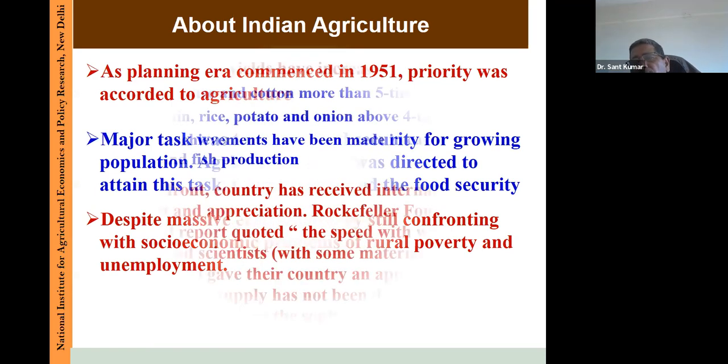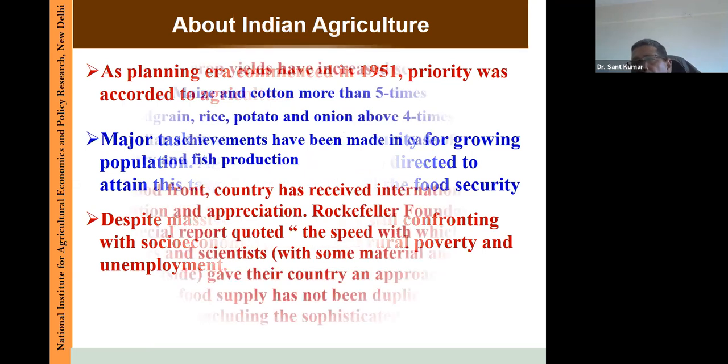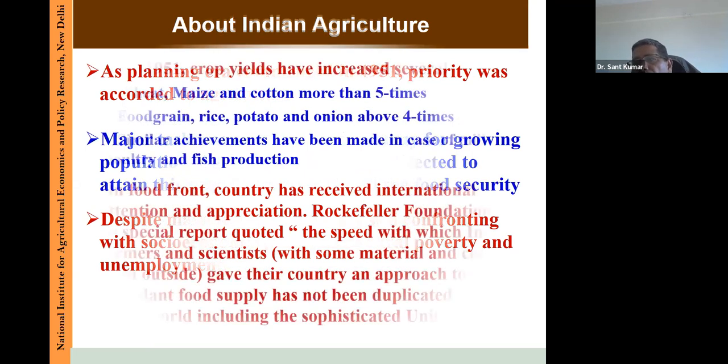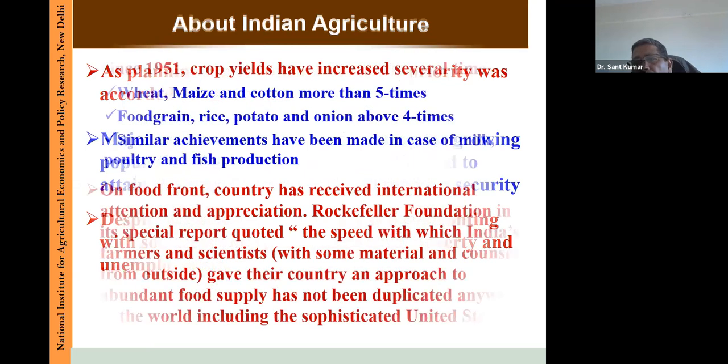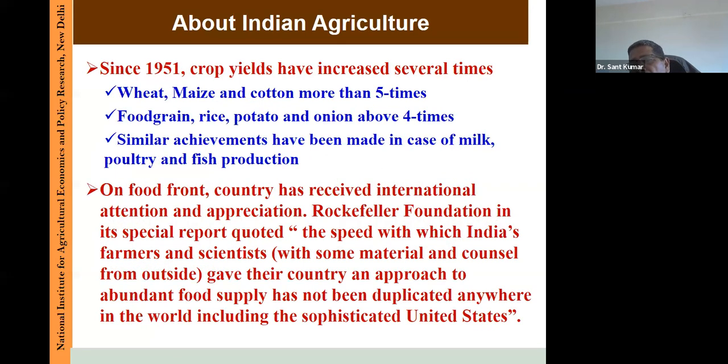Since 1951, there has been a several-fold increase in the production of different crops. Wheat, maize, and cotton increased more than 5 times. Food grain, rice, potato, and onion have increased more than 4 times. Similar achievements we have made in milk, poultry, and fish production.